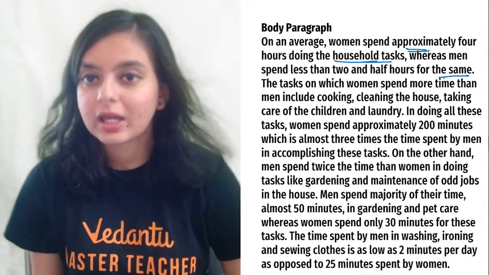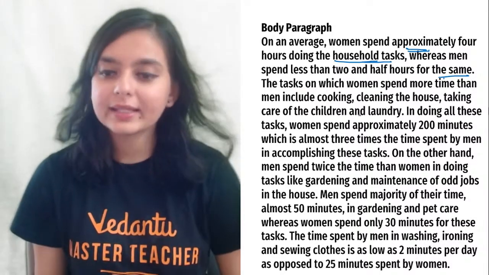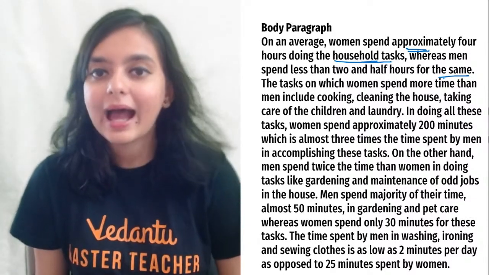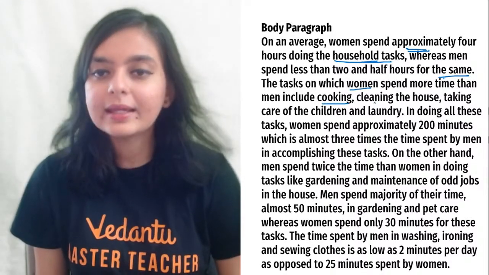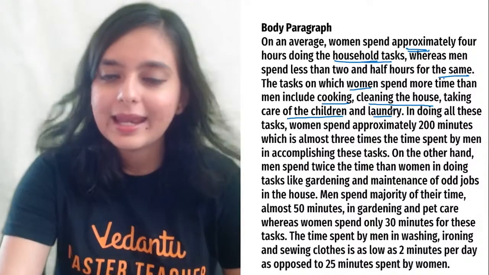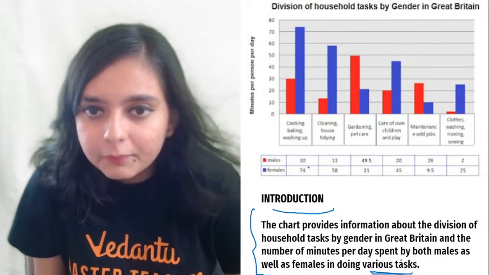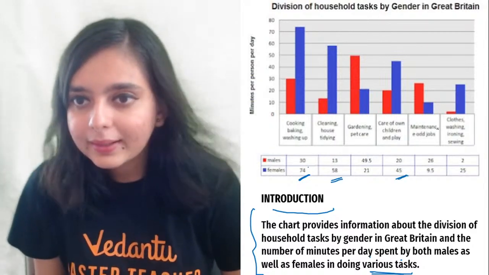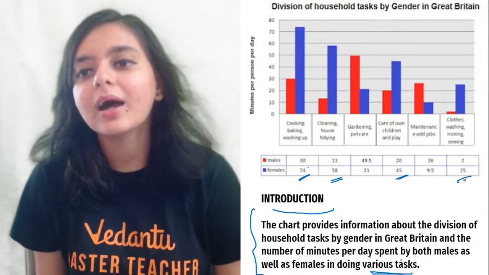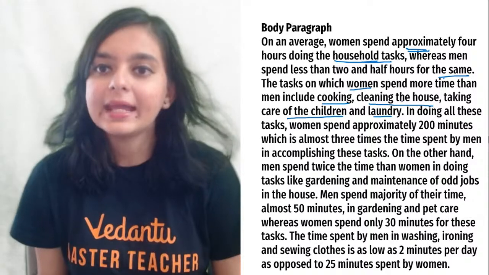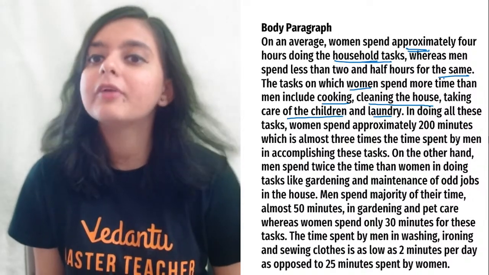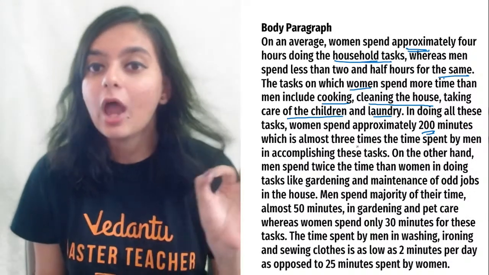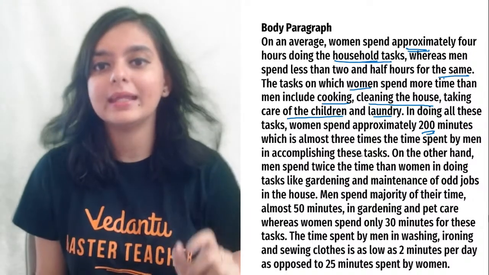Now, the tasks on which women spend more time, you can see from the graph itself, and I have shown you while we were analyzing the graph together. We had already shown where women are devoting more time: cooking, cleaning the house, taking care of children, laundry. Let's go and see once again. See, cooking, women. Then cleaning the house, women. Then taking care of children, women. And again, washing clothes, laundry, etc., women, right? So that is what we have written here. In doing these, women spend approximately 200 minutes, which is almost 3 times the time spent by men in accomplishing these tasks.